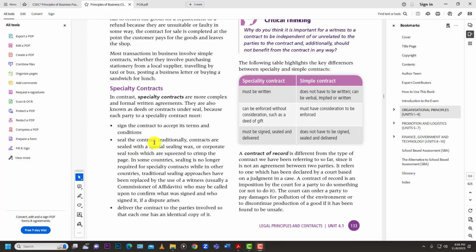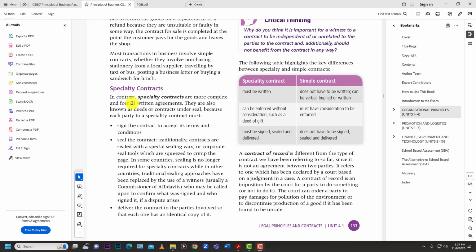2, seal the contract. Traditionally, contracts are sealed with a special sealing wax or corporate seal tool, which are squeezed to crimp the page. In some countries, sealing is no longer required for specialty contracts, while in others, it's tradition to seal them. But as they say here, I don't know if you all ever watched those movies where a king sends out something, they take the wax and melt it, put it on the letter or the contract, and take their seal and dip it in and you see the imprint. But that's neither here nor there.